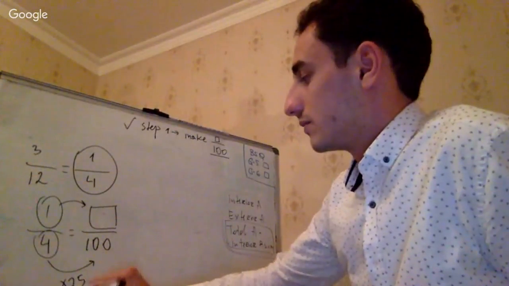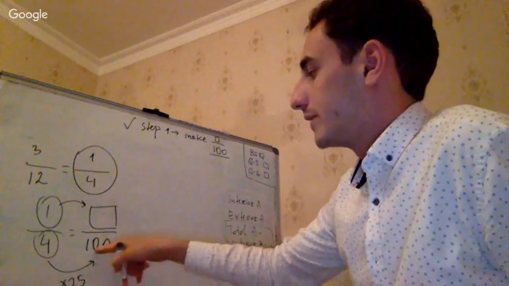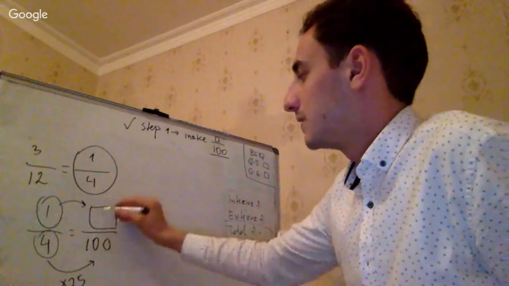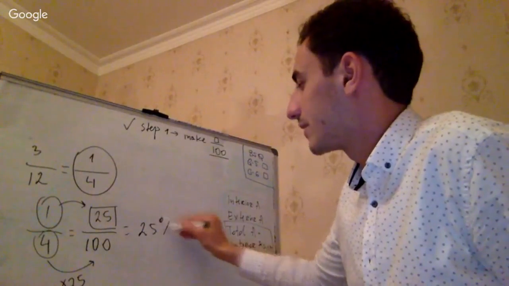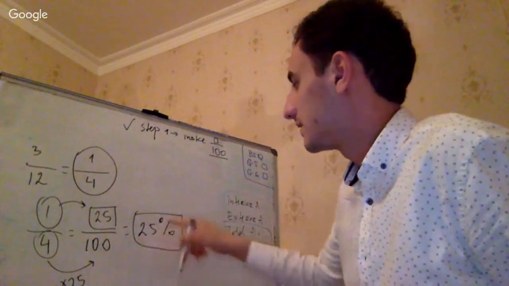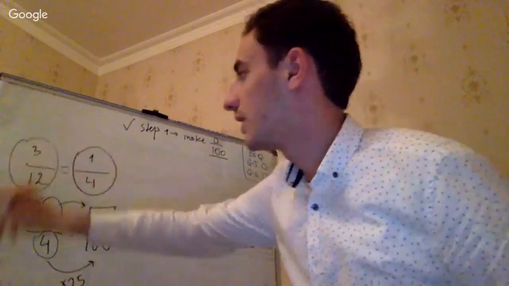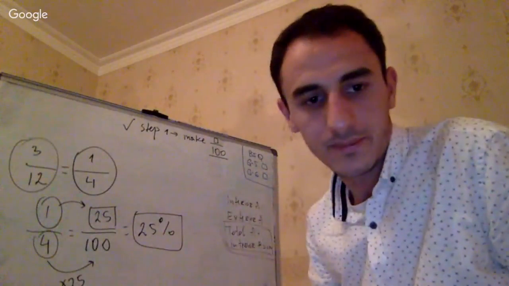So 4 multiplied by 25, it is 100. 1 multiplied by 25, it is 25. It's equal to 25%. That's the percent for 3/12. All right.